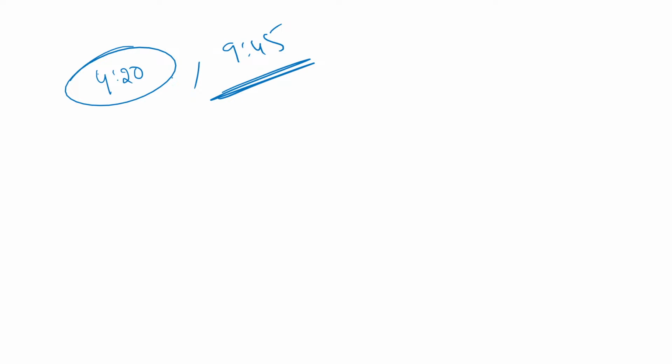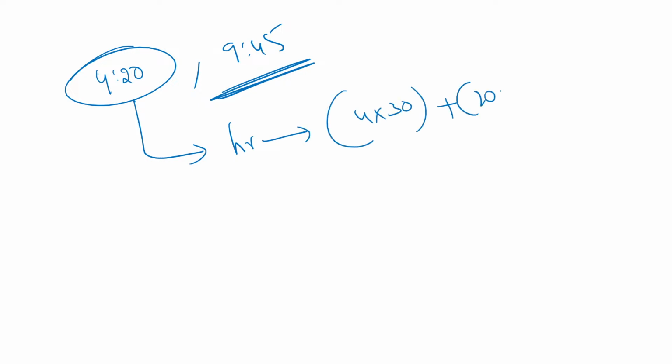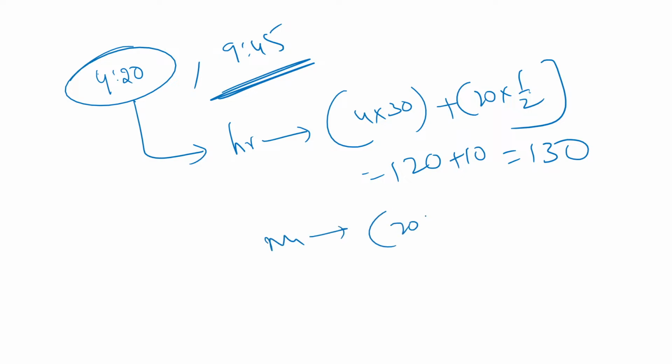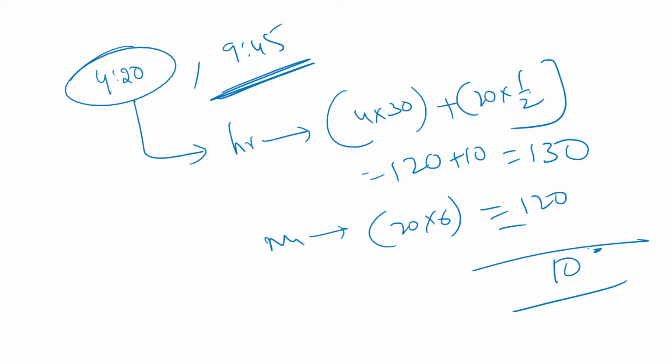Okay, let us see. 4:20. How you are going to solve? First, hour hand angle. 4 into 30 because hours into 30 plus minutes into half. So you are going to get 120 plus 10. You are going to get 130. And similarly, minute hand angle. Simply minutes into 6. You are going to get 120. Subtract one from the other. You will get your answer as 10 degrees.